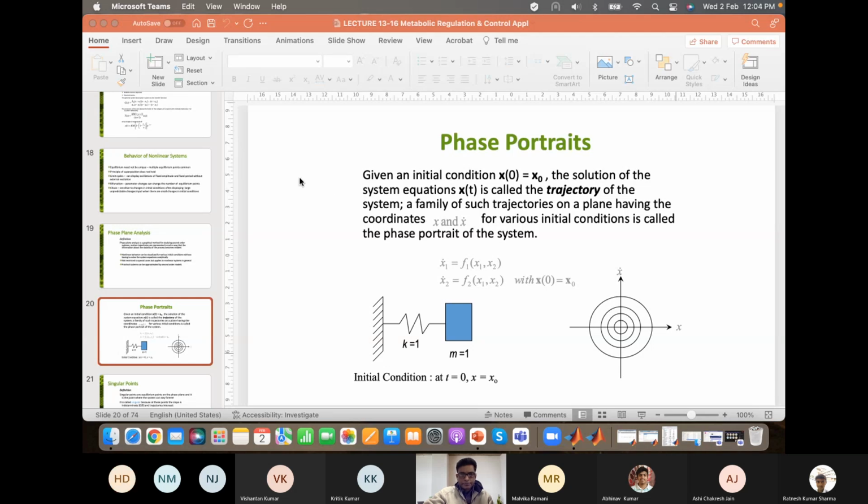So this is where we were yesterday evening. And what I was saying is that phase portrait is one of the representations of how the system behaves when we plot one of the variables with respect to the rate of change of that variable, right?